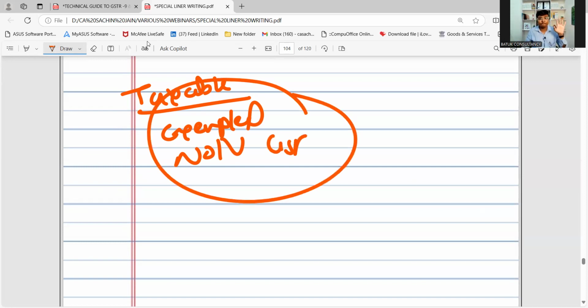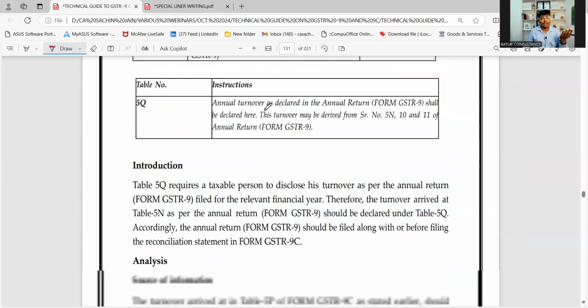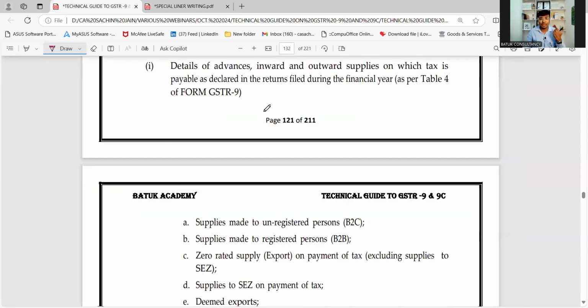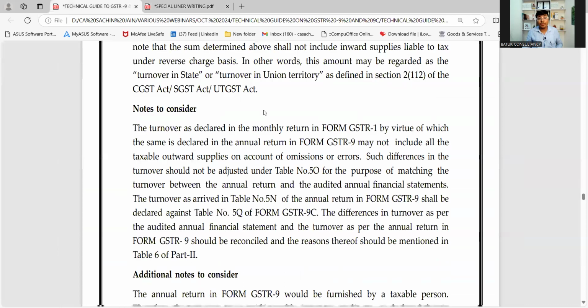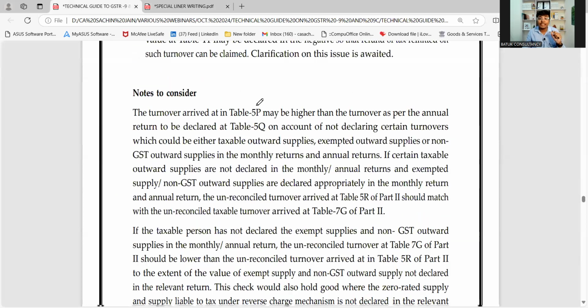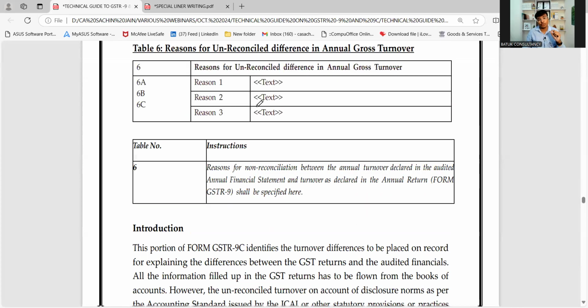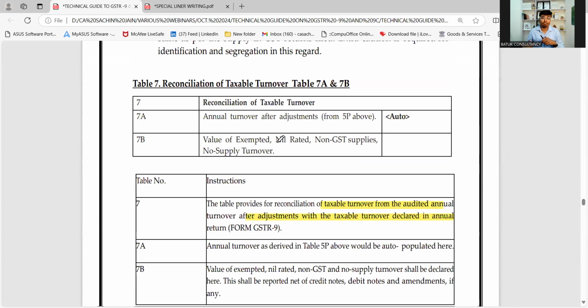So in part second, table number 5, we have covered the reconciliation of whole turnover which is shown in the audited financial statement with the GSTR-9. And in my GSTR-9, the nil rated, non-GST, exempted turnover is included, and in my audited financial statement, the same is also included. So now the point is that I just need to identify the taxable turnover, and how can I do so? For that purpose, we have a reconciliation.